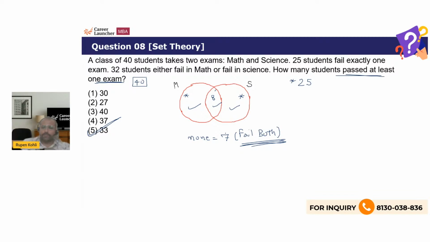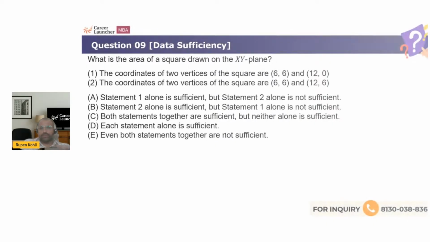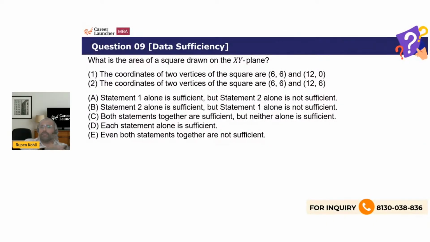Okay. So now I will take some questions on DS, data sufficiency. That is also asked in NMAT. Here we go. Data sufficiency, right? In which we have to answer from these options, right? Which statement or statements are sufficient: one sufficient alone, two sufficient alone, both taken together are sufficient, each alone is sufficient, or even both together are not sufficient, right? So this is a question I guess you can see is on coordinate geometry.